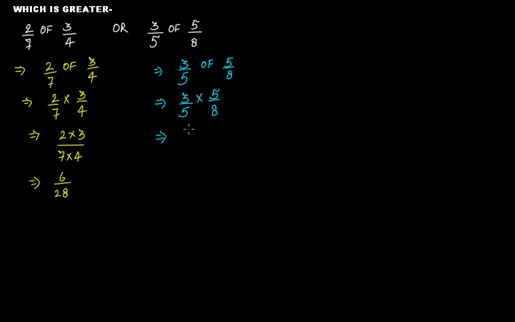It means that this is 3 times 5 and 5 multiplied by 8. This will give you 15 by 40. 15 by 40. Okay. Now you have to compare these two, right?